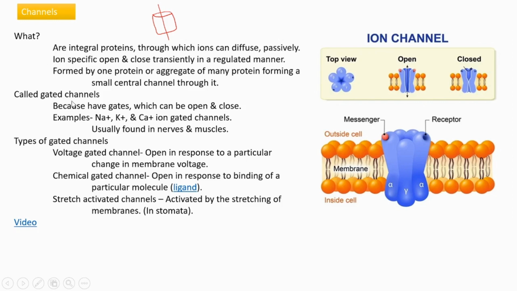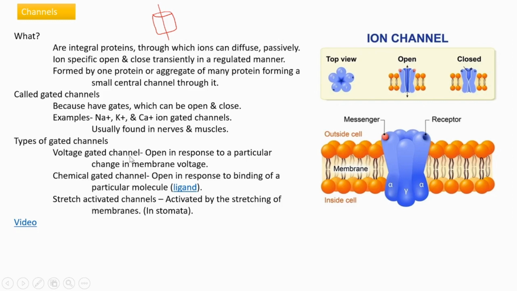Then they are called gated channels. Why are they called gated channels? Because they can open and close. Examples are sodium gated channels, potassium gated channels, and calcium ion gated channels, and they are all usually found in nerves and muscles. Then we are going to see different types of gated channels. Gated channels are of three types: voltage gated channel, chemical gated channel, and stretch activated channel.